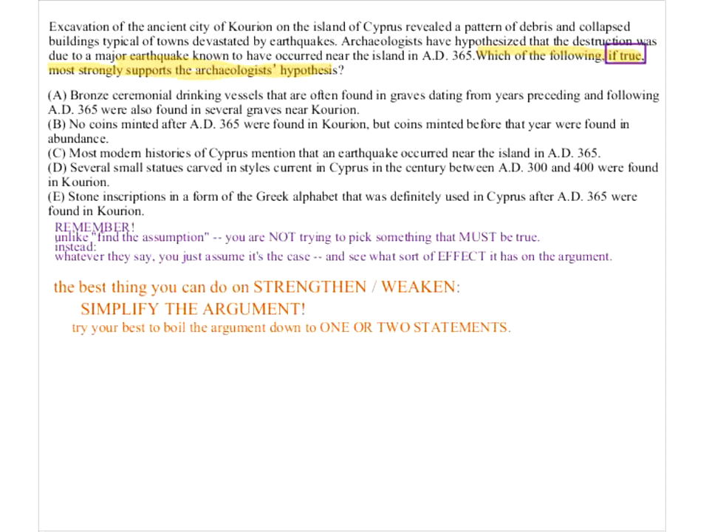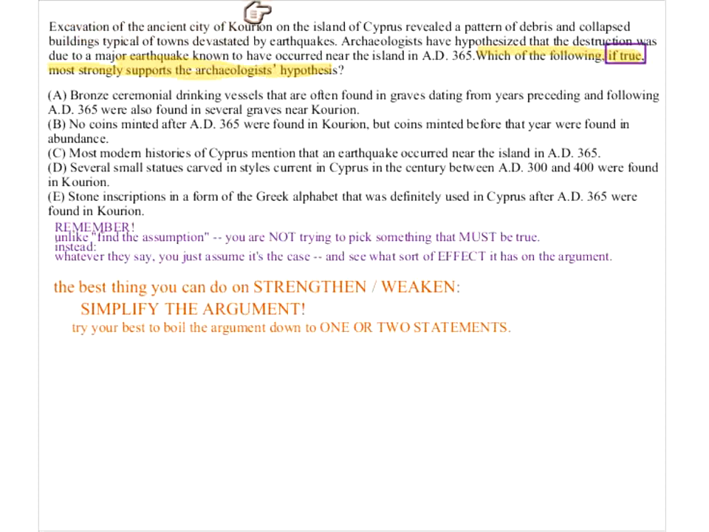This can be hard, but this forces you to figure out the crux of the argument. It forces you to figure out what the actual true emphases are in the argument. Let's try to do that here. Because all these statements about excavation, we don't really care about excavation.